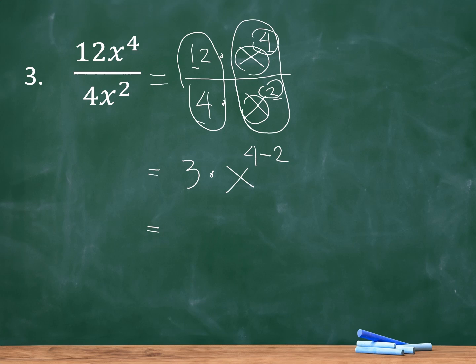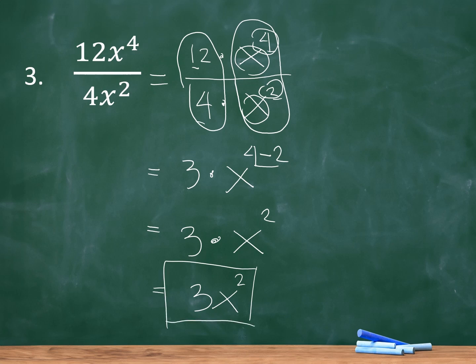And then we continue, 3 times the variable x. Then we have 4 minus 2 is 2. So for our final answer, we have 3x squared. This will be our final answer.